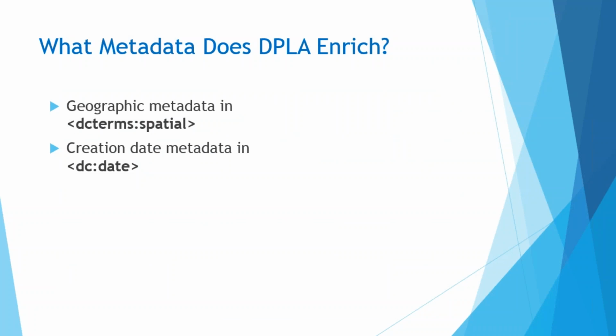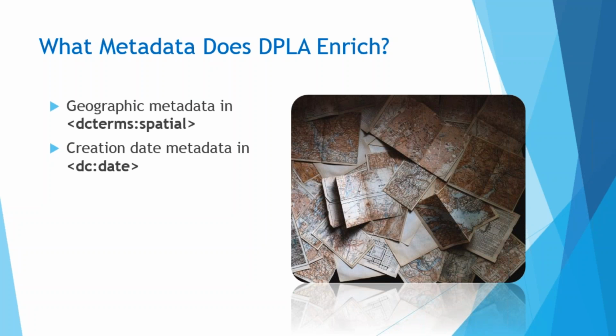So what metadata does DPLA enrich? That's something that's really going to affect how your metadata is seen in DPLA. DPLA enriches two metadata fields to provide a better discovery and browsing service. The first is geographic metadata in DC terms spatial, which is enriched by DPLA for use in the explore by place search function. And the second is the creation date, or date of creation, and that is mapped to DC date, and that is enriched by DPLA for use in the explore by date or the timeline search function.